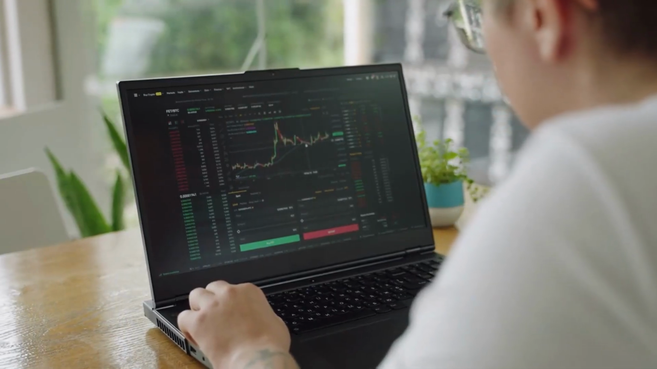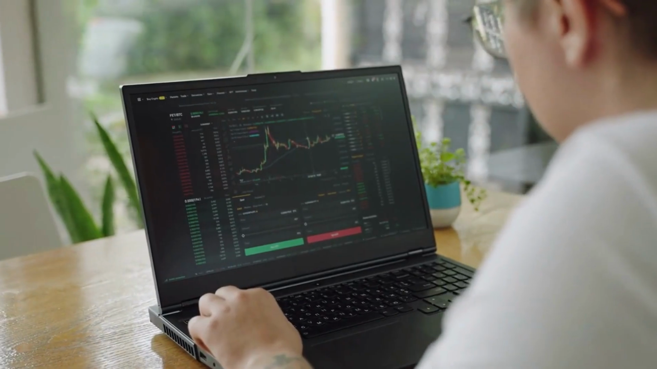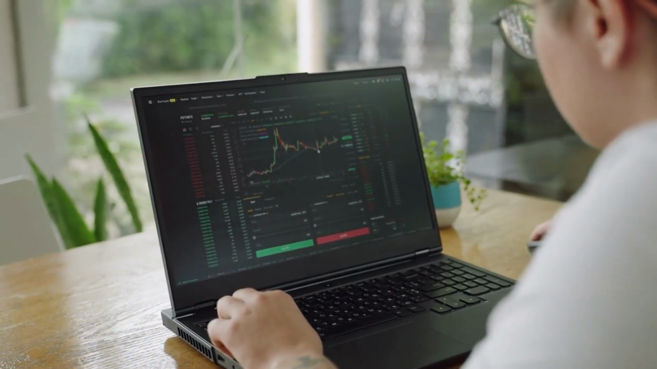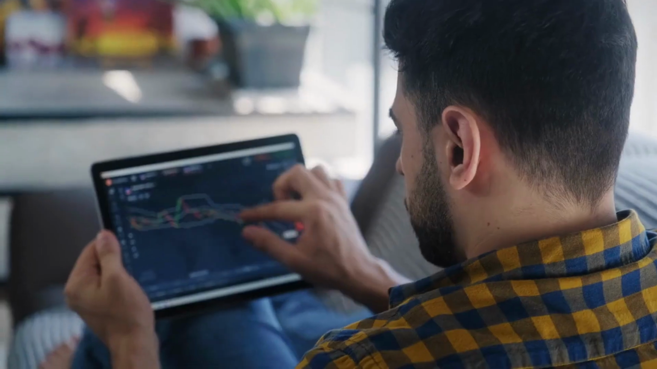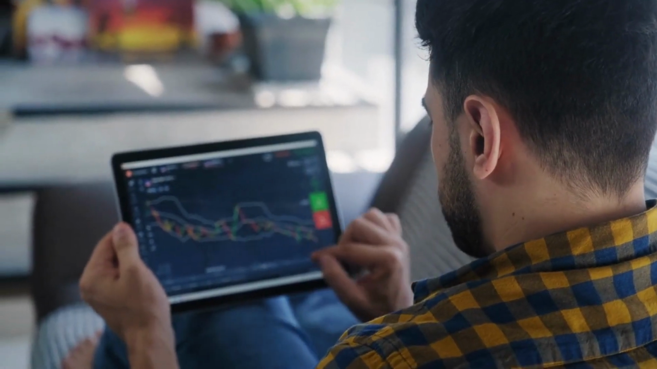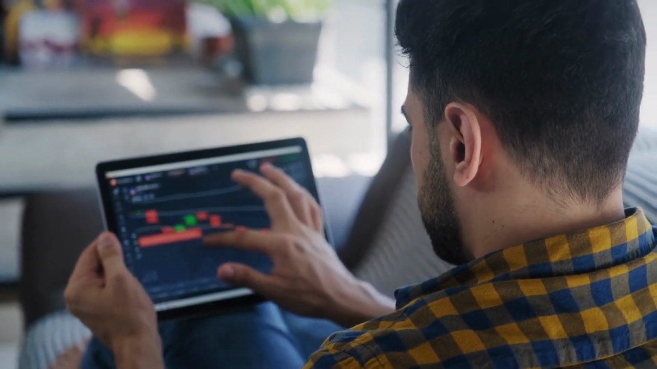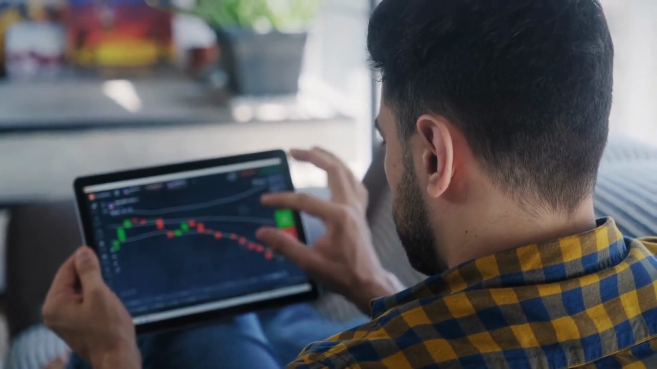Consider user interface quality, research tools availability, and educational resources. Apps like TD Ameritrade and E*Trade offer comprehensive analysis tools, while Acorns specializes in micro-investing for beginners. Check for fractional share trading, which allows you to buy portions of expensive stocks like Amazon or Google with just $1. Security features are crucial. Ensure your chosen app uses bank-level encryption and SIPC insurance protection.